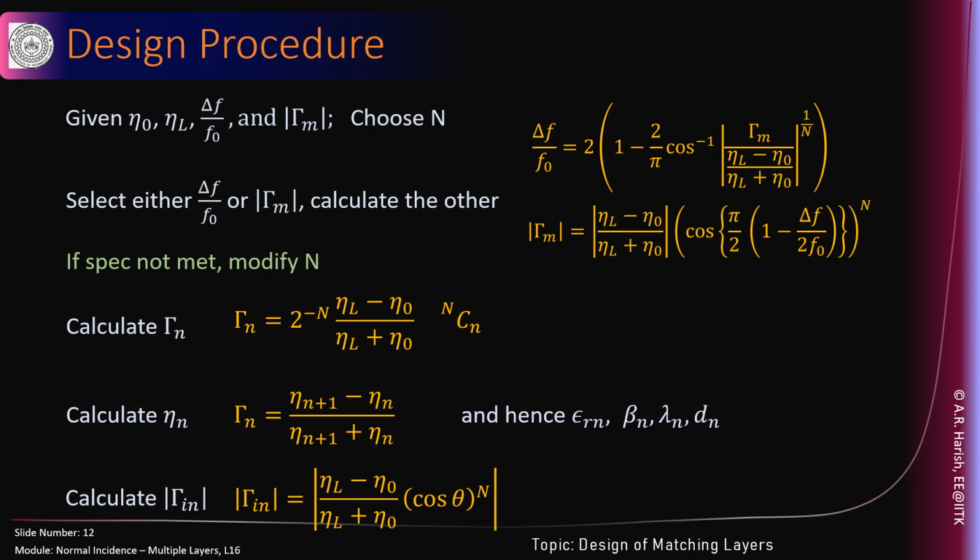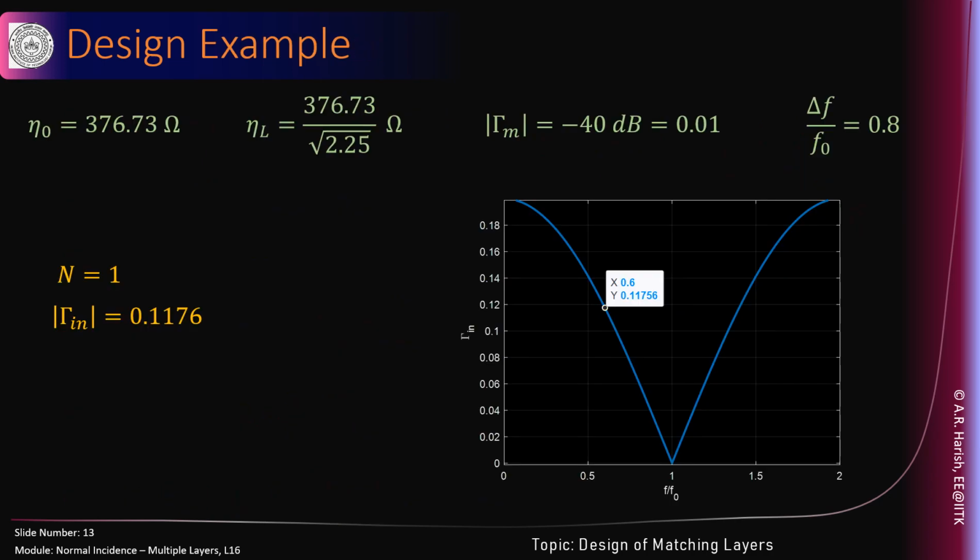what have we done? Our design has been to decide the value of capital N. That's all we have done here. By going in loops, in circles, we have identified the optimum value of n. That is, in this particular case, the smallest value of n that will satisfy all these conditions. And once we know the value of n, we just have computed the characteristics of the n layers as well as the overall reflection coefficient. Let's show this with an example.